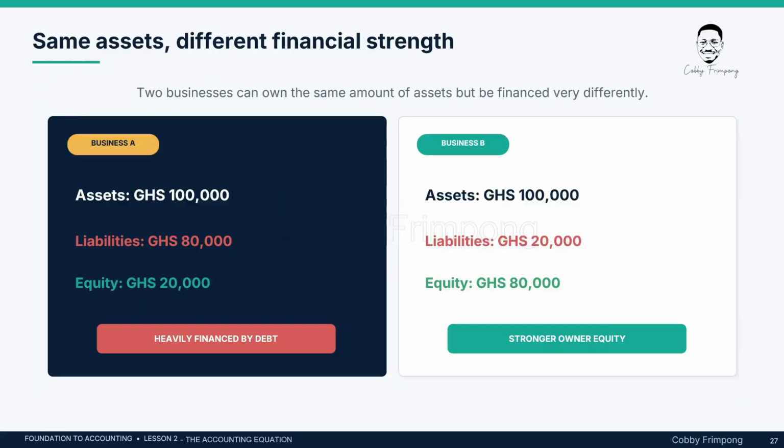Two businesses may each have assets of 100,000 Ghana cedis each. One may have liabilities of 80,000 and equity of 20,000. The other may have liabilities of 20,000 and equity of 80,000. Their total assets are the same, but their financial positions are different.